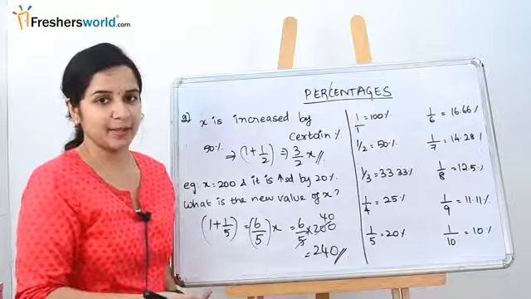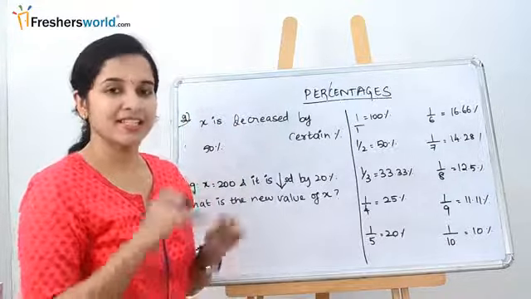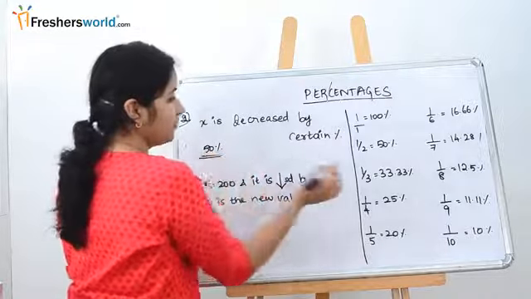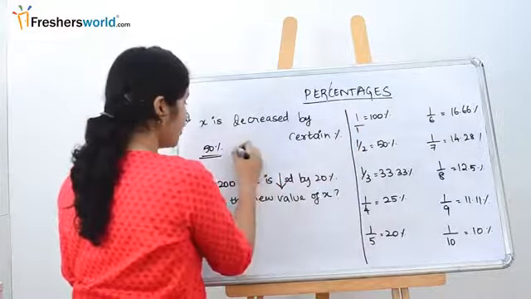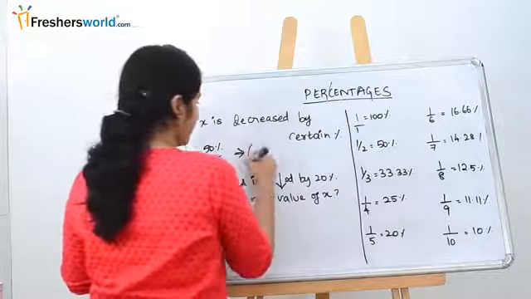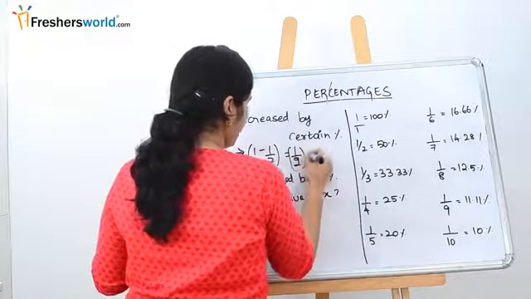Let's go to the next type. The third type is x is decreased by a certain percent. Let's take the same example: x is decreased by 50%. We know that 50% is nothing but 1 by 2. What do we do here? In increase, we add it. Here we have to subtract it. So 1 minus 1 by 2 is nothing but the same 1 by 2 of x.